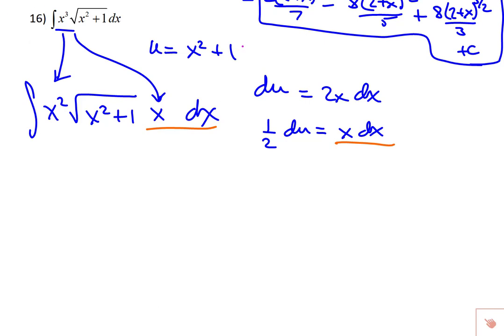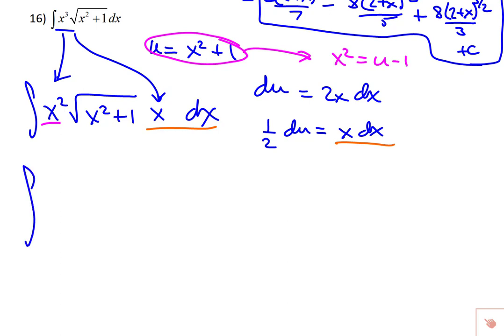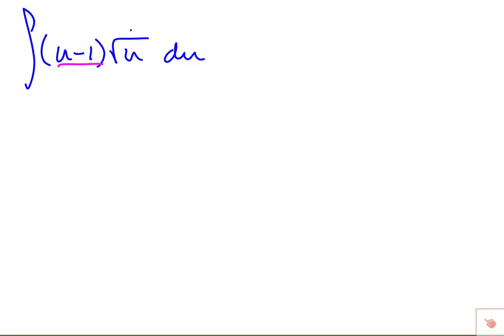We will also need, though, a way to solve this original u equation for x squared, since we have one of those to replace as well. So this will turn out to mean that x squared equals u minus 1. So now we can replace this all as u minus 1, that's going in for the x squared, times the square root of u du. But now algebraically, as we've seen before, it's actually possible to distribute this square root of u inside the parentheses now, which was not possible originally.